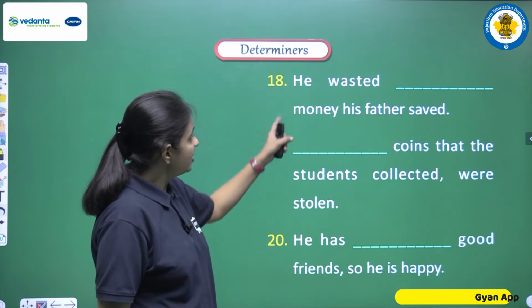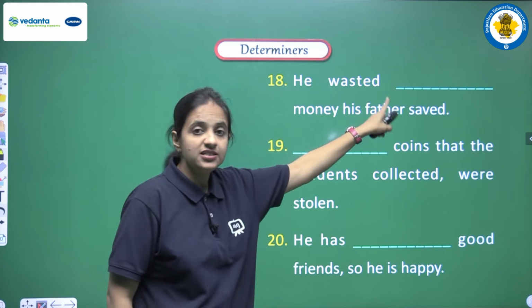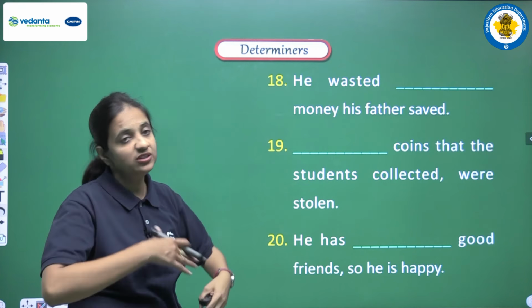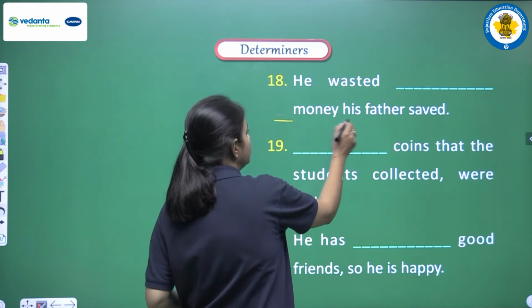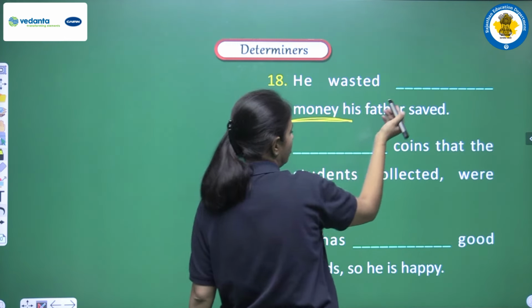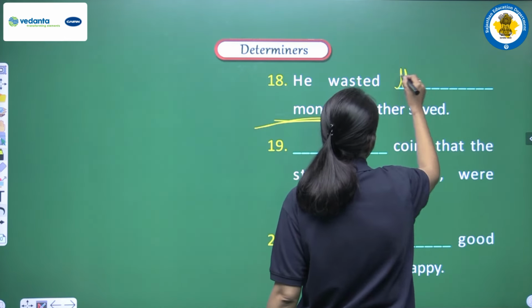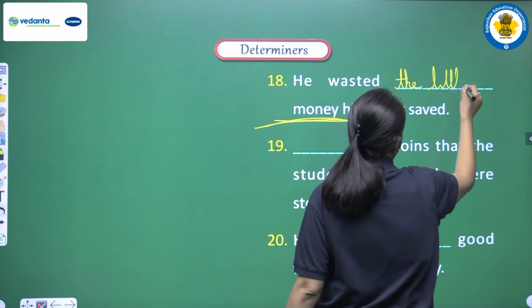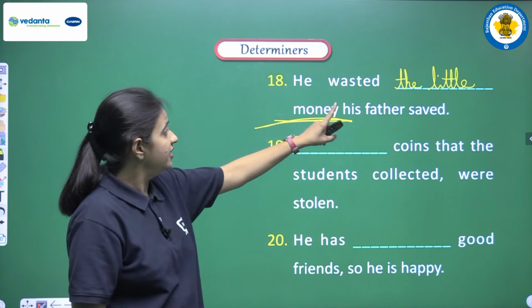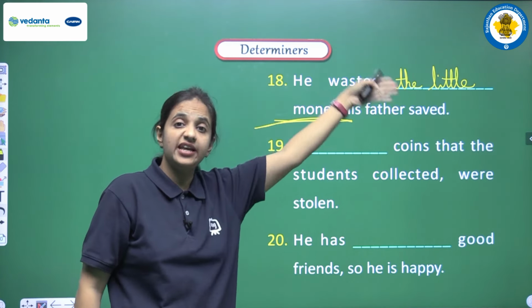Next sentence, he wasted money his father saved. Again we are talking about the totality, the total money that his father saved. So money is an uncountable noun, so here our answer will be the little. And the sentence will be he wasted the little money his father saved.